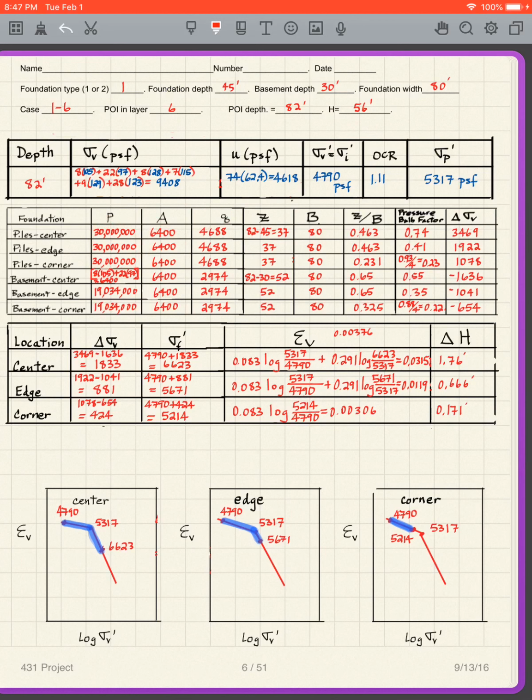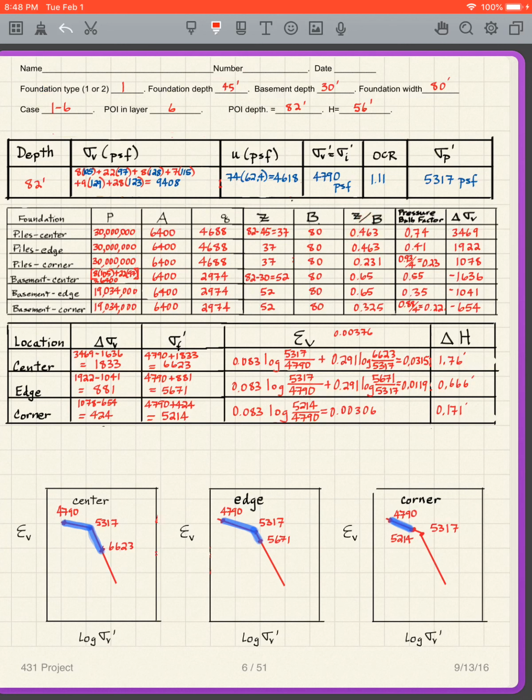And then my Z is what? The Z is the distance from the point of interest depth, so that goes there. And then the 45 is where? Well, that's my foundation depth, so that gives me a 37 for that Z. The B, this is a type 1 foundation, so the B is what? The full 80, full width. So we can get our Z over B here.